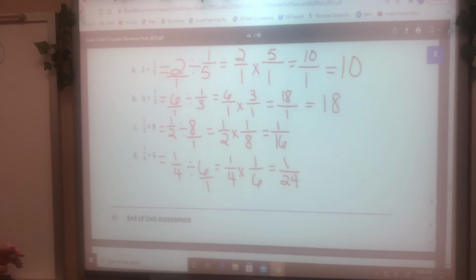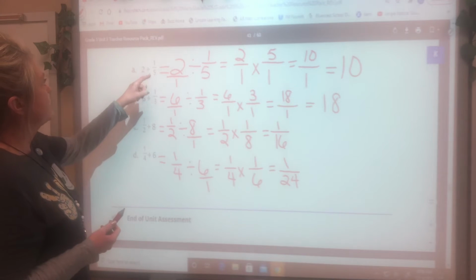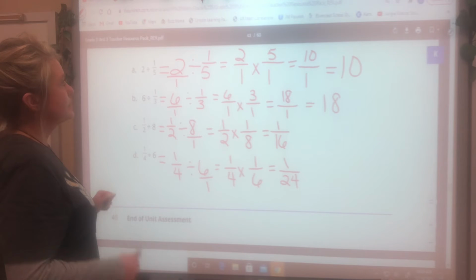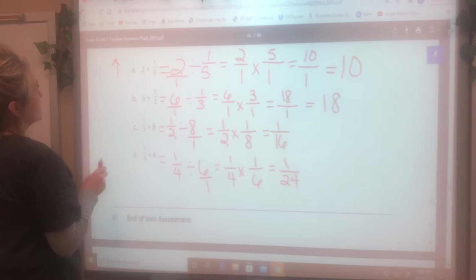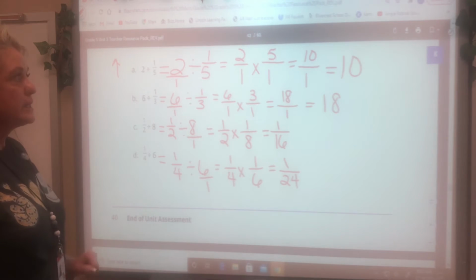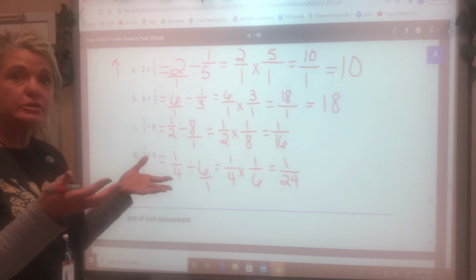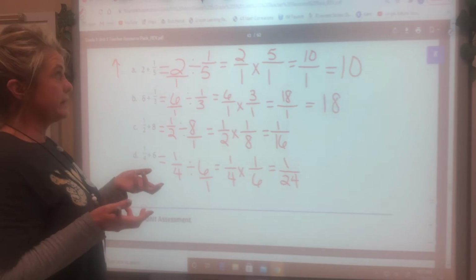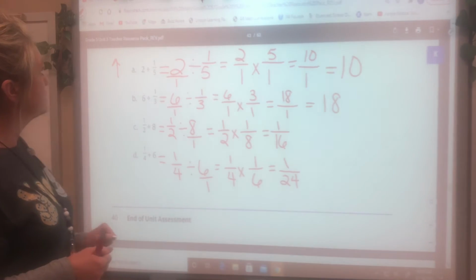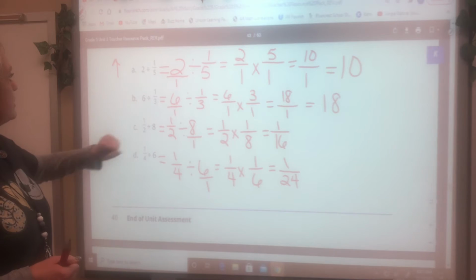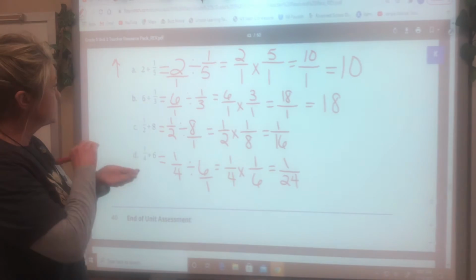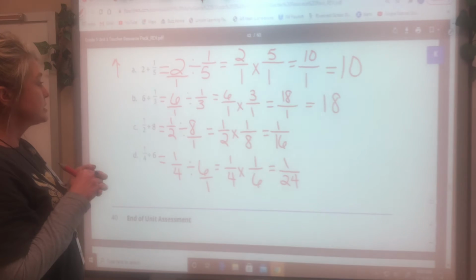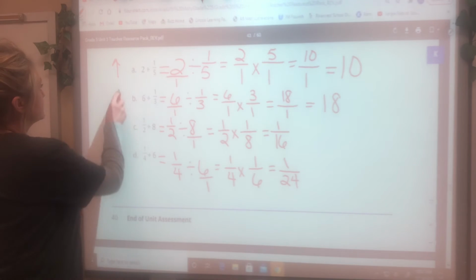And now let's see if these are reasonable. If I had 2 whole ones and then I divided it up into little fifths, does it make sense that my answer was higher than the 2 I started with? Yeah, because if I took those 2 and I divided it up more times, then I know that it's going to be a higher number. Same thing with number 2. It makes sense if I had 6 of something and I split it up into little thirds, then I would have more pieces than I started with.